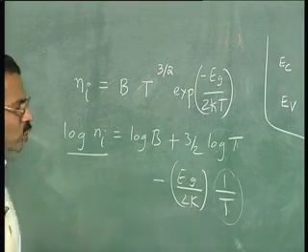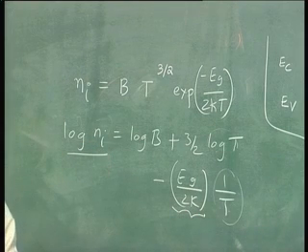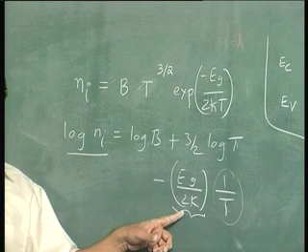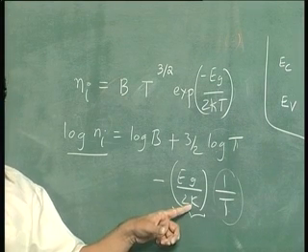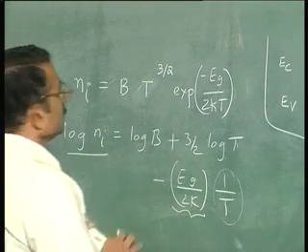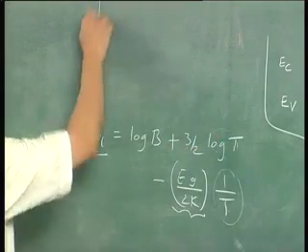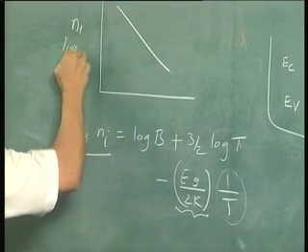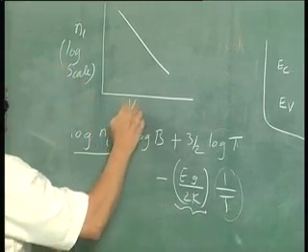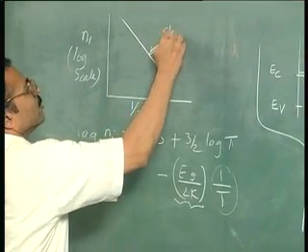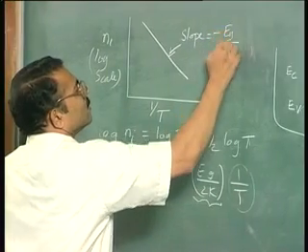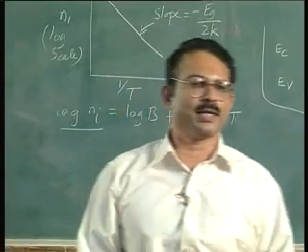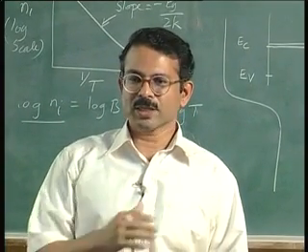And this also shows that the slope of your straight line is Eg by 2 times k. So the slope depends on the energy gap and the Boltzmann constant k. So for Ni on the log scale versus 1 by T, the slope is equal to minus Eg by 2k. So you can use the slope to get the energy gap of the semiconductor. This is the approach that is used to get the energy gap from the measured concentration.